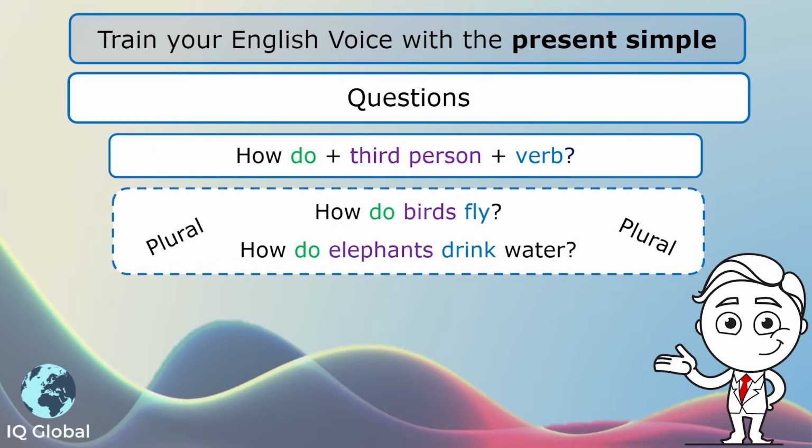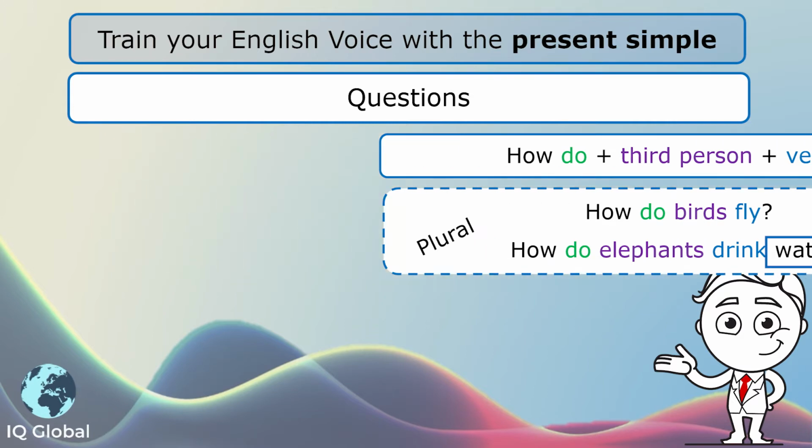So sentence example 1, how do birds fly? So we use how do, third person, birds, plus the verb, fly. Sentence 2, how do elephants drink water? So we use how do, third person, plural, elephants, followed by the verb, drink water.